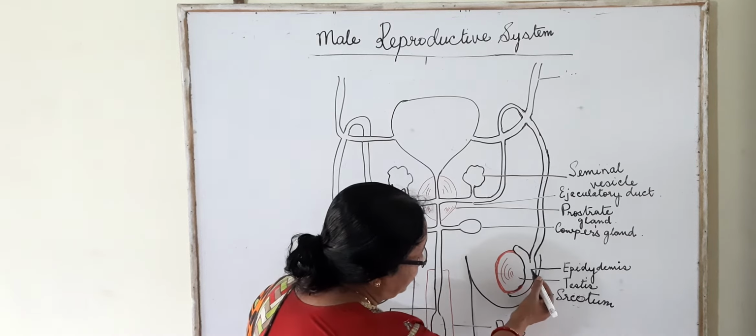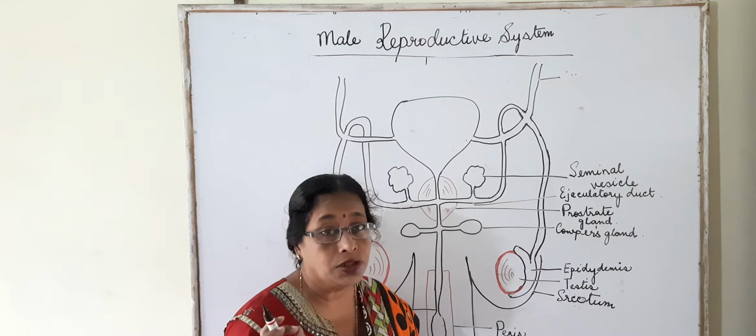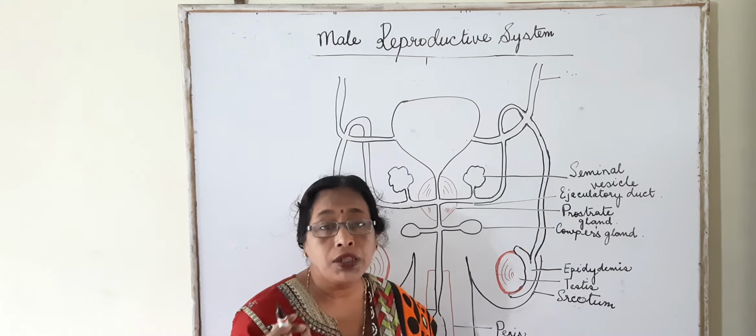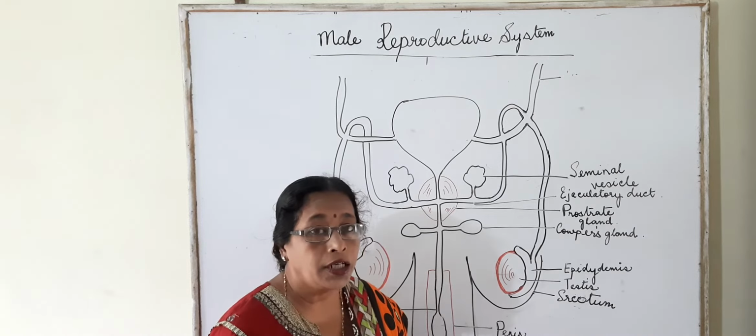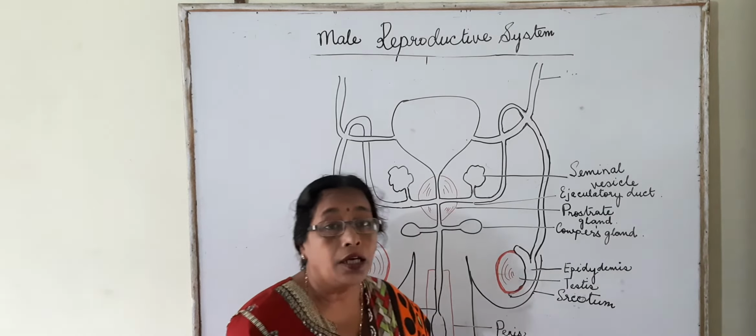Now we see the epididymis, which is placed behind the testes, a heavily coiled structure. If you uncoil the tube-like structure, it will be nearly 6 meters in length. The epididymis has 3 parts. The anterior or uppermost part is known as caput epididymis. The middle portion is known as corpus epididymis and the lower portion is known as cauda epididymis.